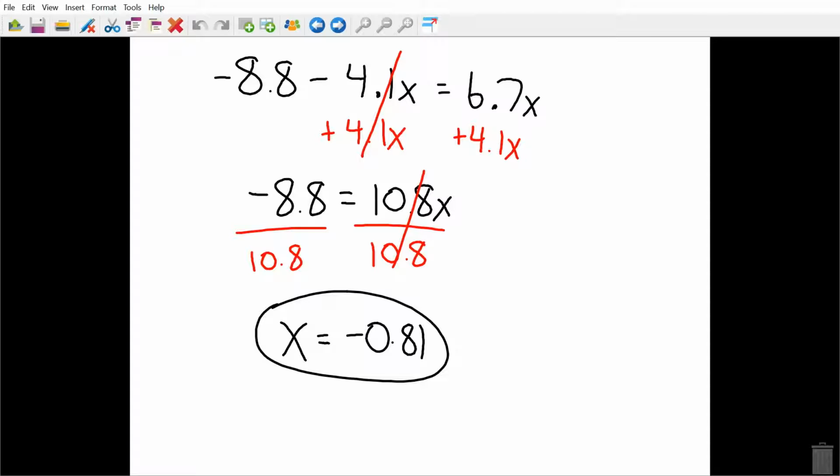Now we have 10.8x equals negative 8.8. We divide both sides by 10.8 because we want to get the x by itself. So the answer is x equals negative 0.81. Next question.